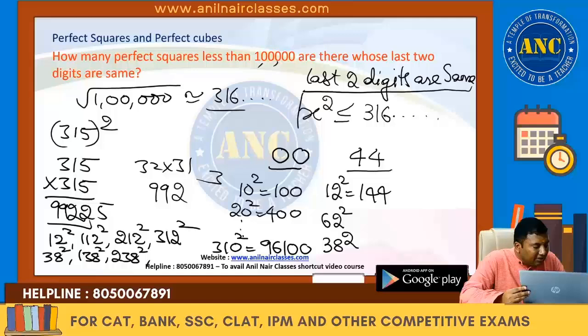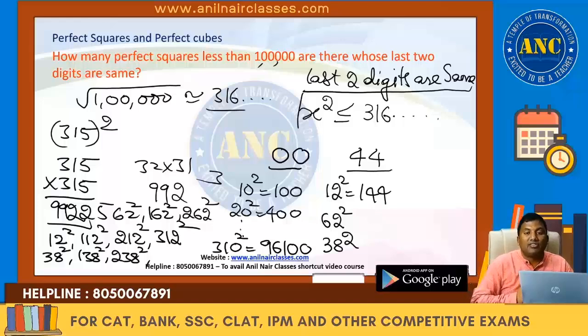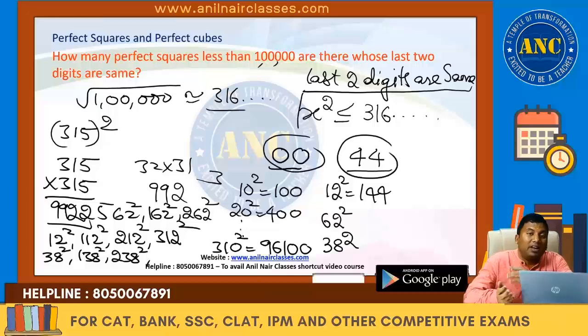62 I can take, 162 I can take, 262 I can take. I hope it is clear. 1, 2, 3, 4, 5, 6, 7, 8, 9, 10, right? And from 10 square to 310 square, total 310 numbers are there where the last two digits are 00, and the remaining numbers will have 44. Why only these two cases are possible? That is what in the previous problem we discussed, that AABB last two digits are same only under these two cases, 00 and 44.